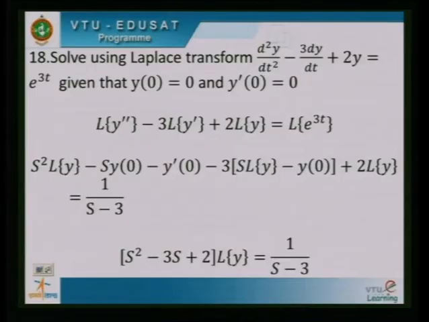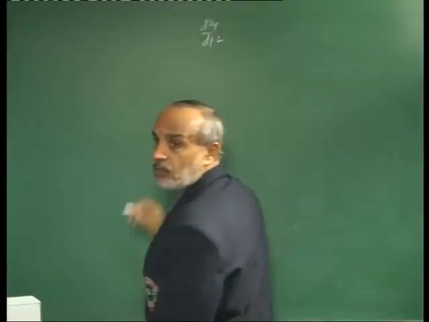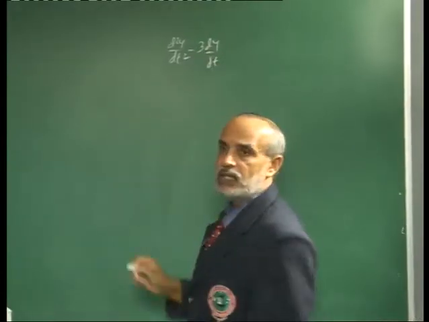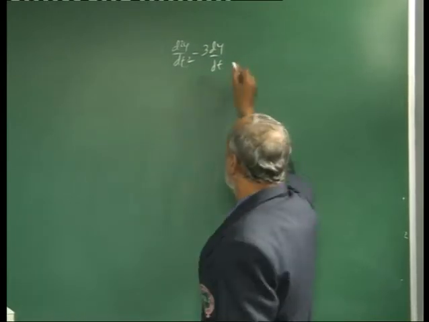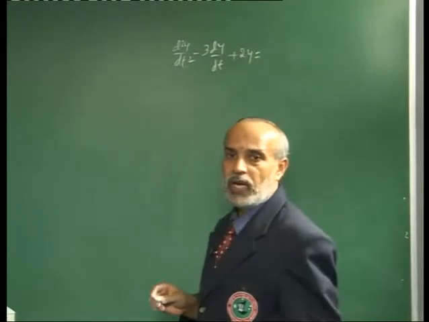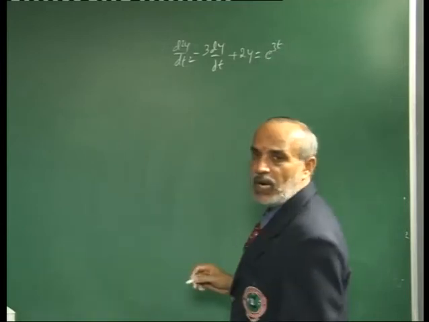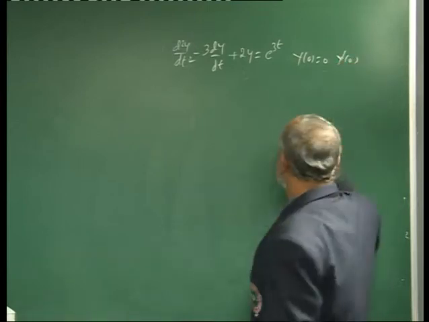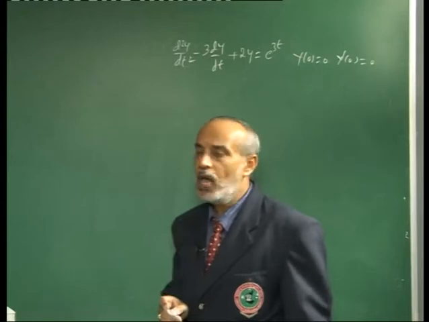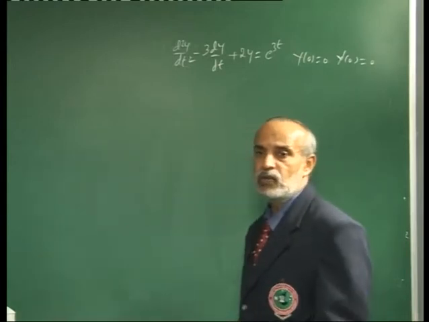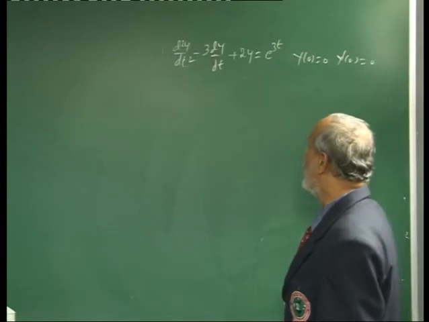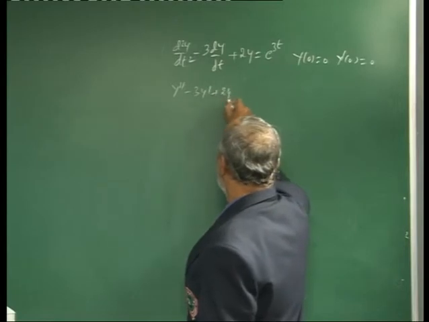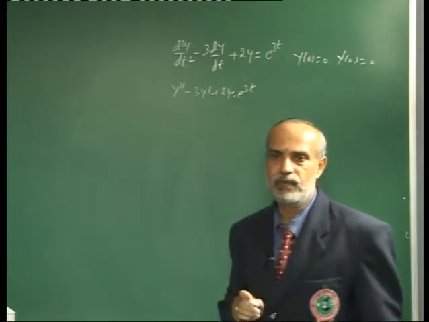Given equation is d squared y by dt squared minus 3 dy by dt plus 2y is equal to e to the power of 3t. The initial conditions are y of 0 equal to 0 and y dash of 0 equal to 0. Both the conditions are 0. Now d squared y by dt squared minus 3 dy by dt plus 2y can be written as y double dash minus 3 y dash plus 2y is equal to e to the power of 3t.